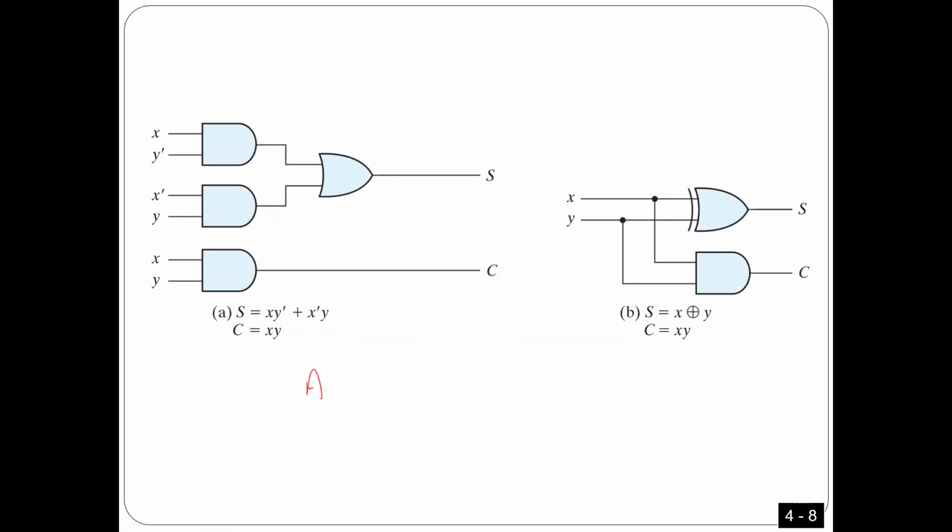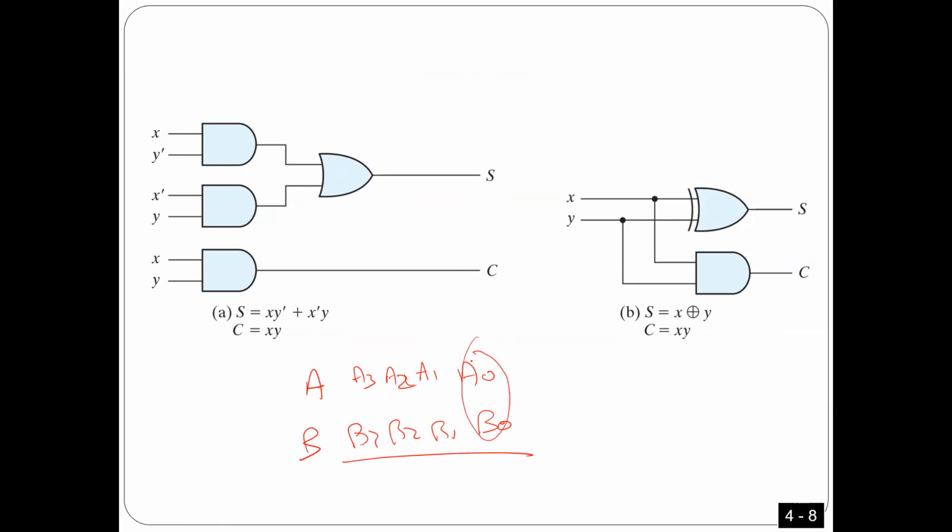For example, I have number A and number B. For A, we have A0, A1, A2, A3. So these are the individual bits. For number B, we have B0, B1, B2, B3. Is that okay? So what should I do? I have to add these two numbers together.